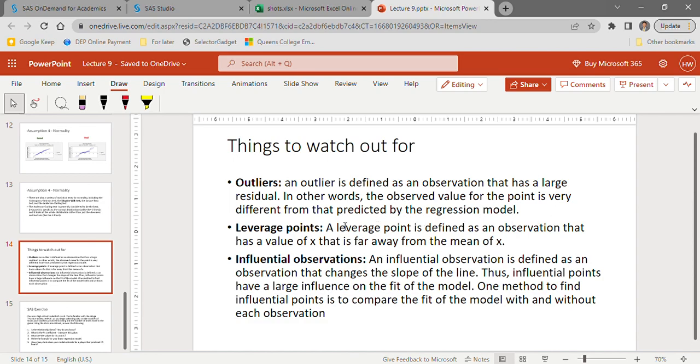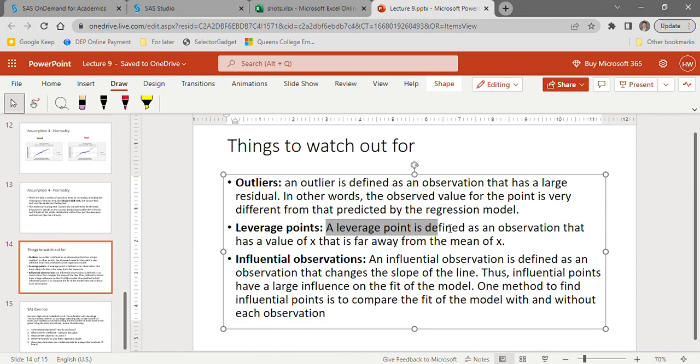Okay? Then you have leverage points. A leverage point is defined as an observation that has a value of x that is far away from the mean of x. So it's not an outlier, but this one value is very, very far away from the average. Okay, that's called a leverage point. And when you get really in depth into model building, you need to identify all your leverage points and make a decision. Does this really belong, right?